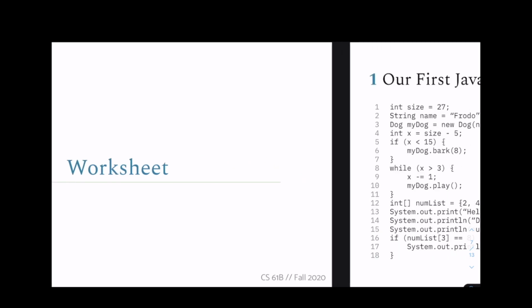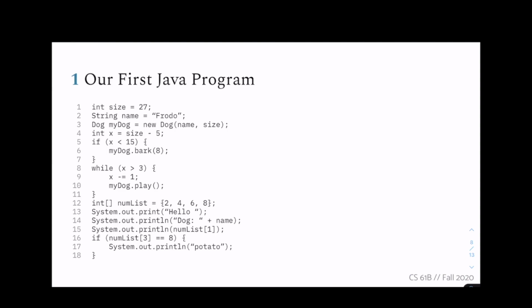Now that we've covered all of that, we can go on to our worksheet. The way this is going to work is I'll give you guys a couple seconds where you can pause and try to do each problem on your own, and then I'll go over the solution. Okay, so our first problem is our first Java program of the semester. The question is, what does each line do? So take a couple seconds and pause and write down next to each line what it does.